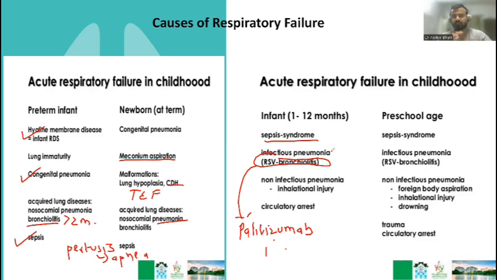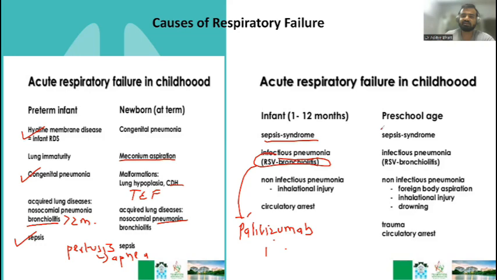You just have to give supportive treatment and prevent respiratory failure from occurring. So you can give nebulization with 3% NaCl or adrenaline. There is no role of steroids. There is no role of SABA or LABA. In bronchiolitis, the only drugs that matter are 3% NaCl, adrenaline, and respiratory support with HHFNC or CPAP.